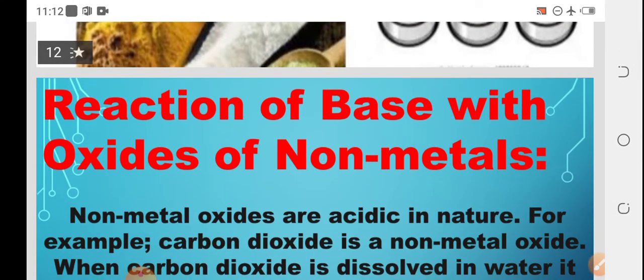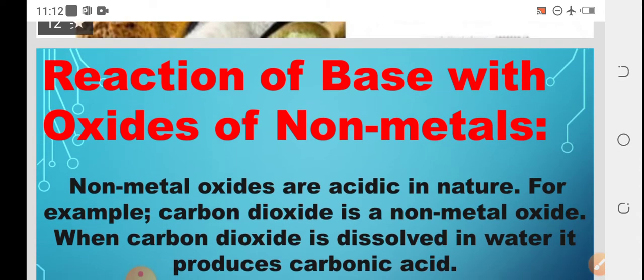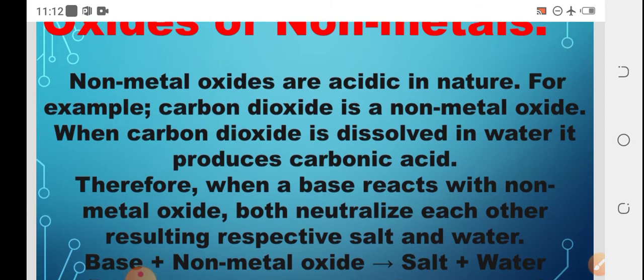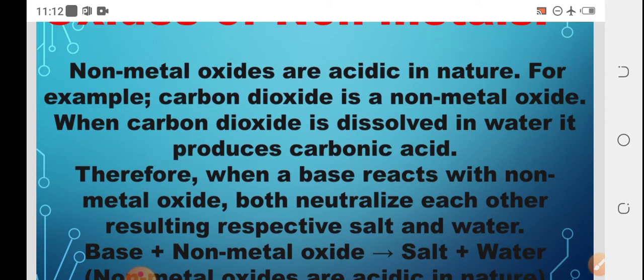Here is the reaction of a base with oxides of non-metals. Let's see the reaction of a base with oxides of non-metals. Non-metal oxides are acidic in nature. For example, carbon dioxide is a non-metal oxide.